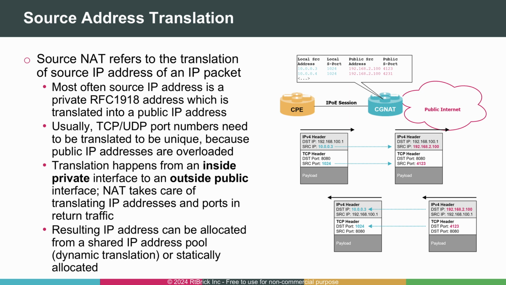If there is another device on the private network using the same TCP source address port, it can be translated to the same public IP address simply using a different public TCP source port, such as 4231. When response traffic arrives on the public interface, the CGNAT device consults the translation table and performs the reverse translation, this time for the destination IP address and TCP port to ensure the traffic is correctly forwarded to the local interface. There are two types of network address translation, static and dynamic.